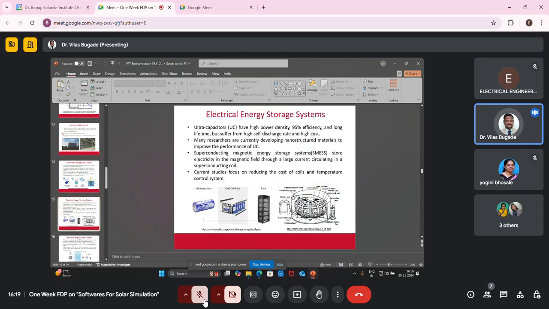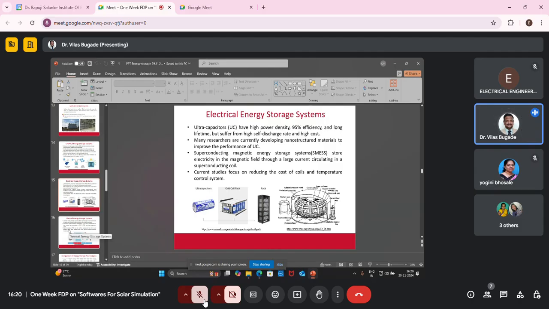Next is the electrical energy storage system, where ultracapacitors have a high power density with 95% efficiency and long lifetime, but suffer from a high self-discharge rate and high cost. Even the superconducting magnetic energy storage system, SMES, is another. Here Tesla is also working on this particular concept, storing energy through a superconductor.